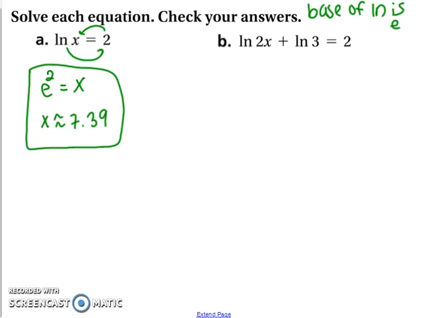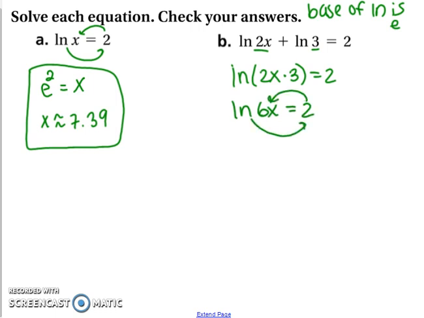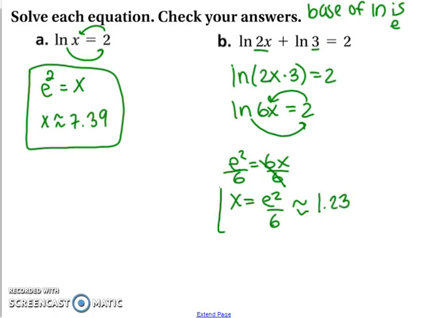Okay, in the second one, we have two ln's, so we're going to combine them using our properties and condense them into a single natural log. So since I'm adding, I'm going to multiply these two together. So ln of 2x times 3. So this is going to be the ln of 6x equals 2. And now I'm going to convert it to an exponential. So e squared equals 6x divided by 6. So my exact answer is going to be e squared over 6. My approximate answer is going to be 1.23.